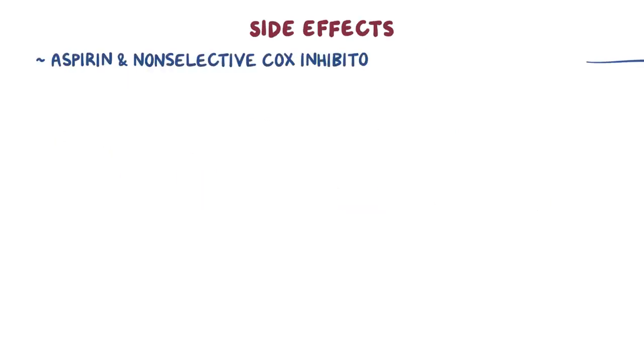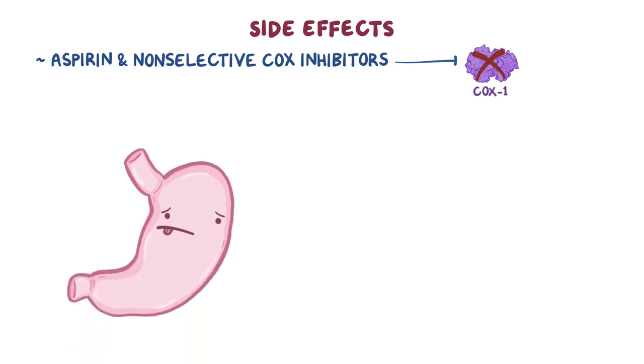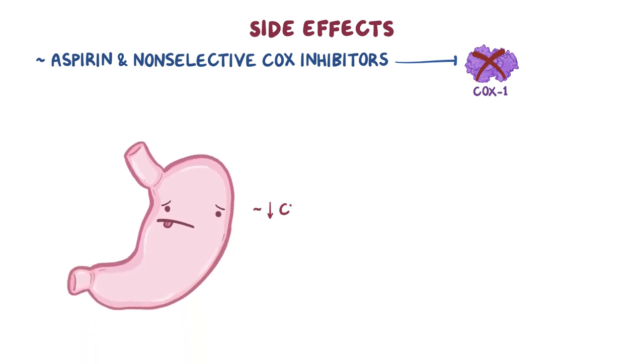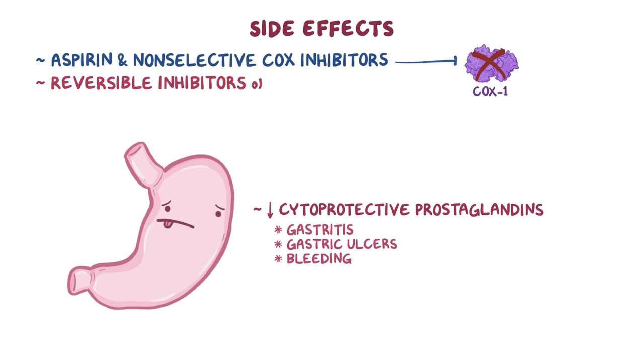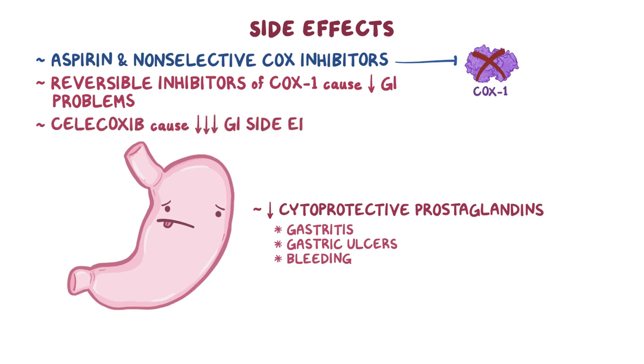For side effects, both aspirin and the non-selective COX inhibitors can cause problems by blocking COX-1 in many parts of the body. Inhibition of COX-1 in the stomach decreases the concentration of cytoprotective prostaglandins, which can lead to gastritis, gastric ulcers, or even bleeding. Reversible inhibitors of COX-1 cause less gastrointestinal problems when compared to aspirin, and selective COX-2 inhibitors like celecoxib cause the least GI side effects since they don't affect COX-1 at all.